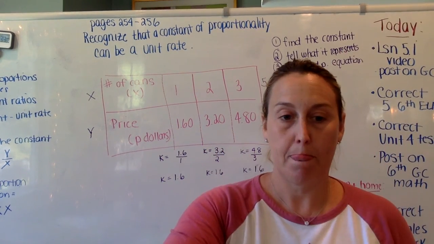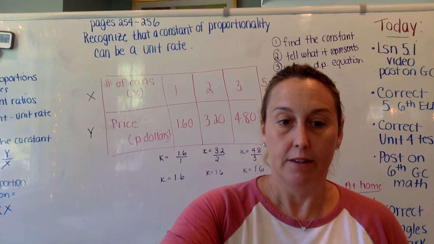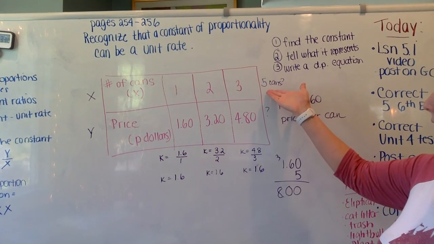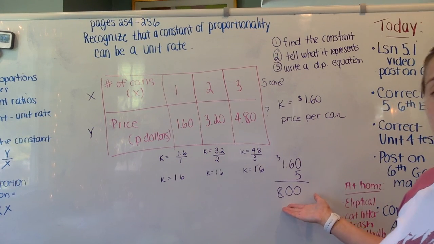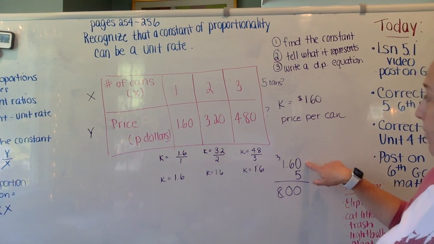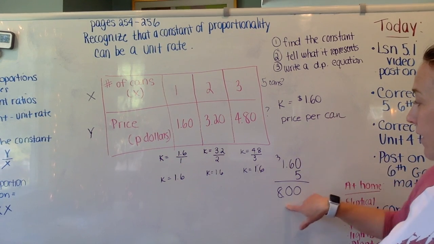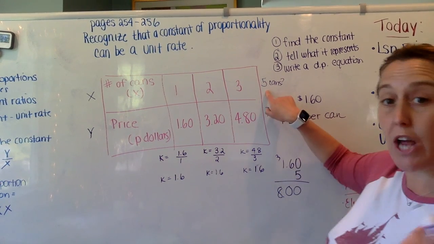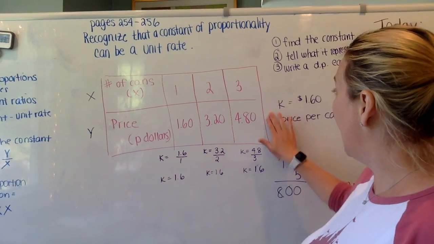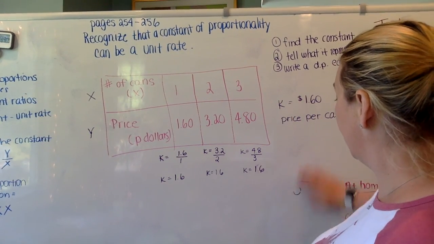Pause. I'm back. Hopefully you said that at 5 cans, if that was my X, my Y would be 8, and that would be correct. 5 cans times a unit rate of $1.60 gives us $8. So we could project that if we were to buy 5 cans, we need to have at least $8 to be able to make the purchase.